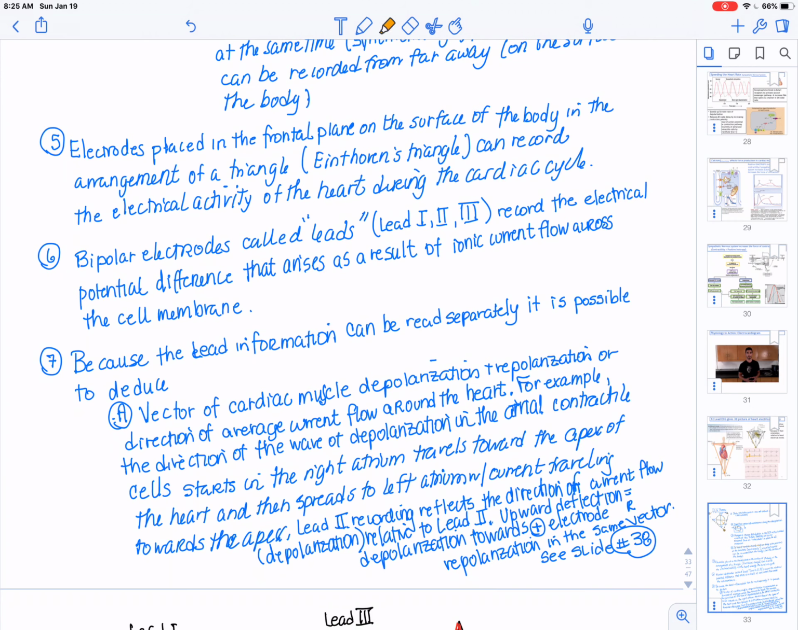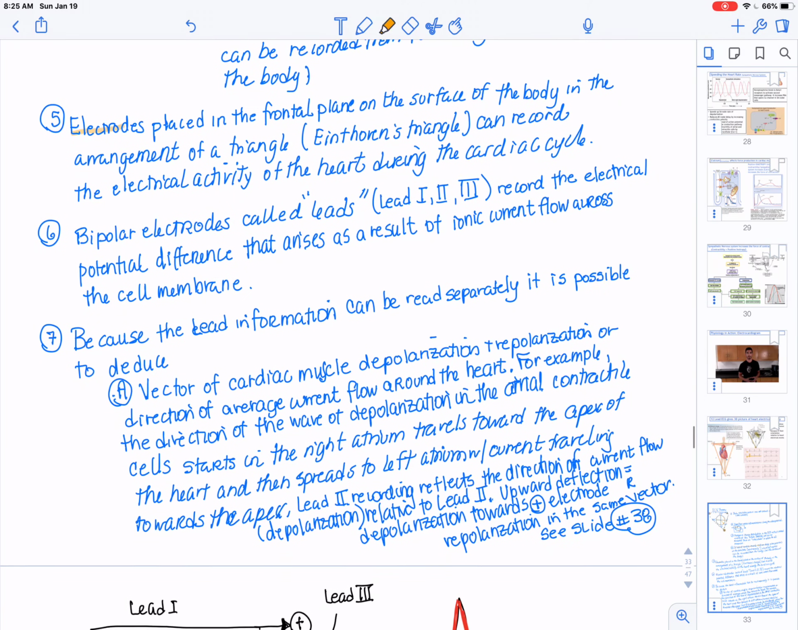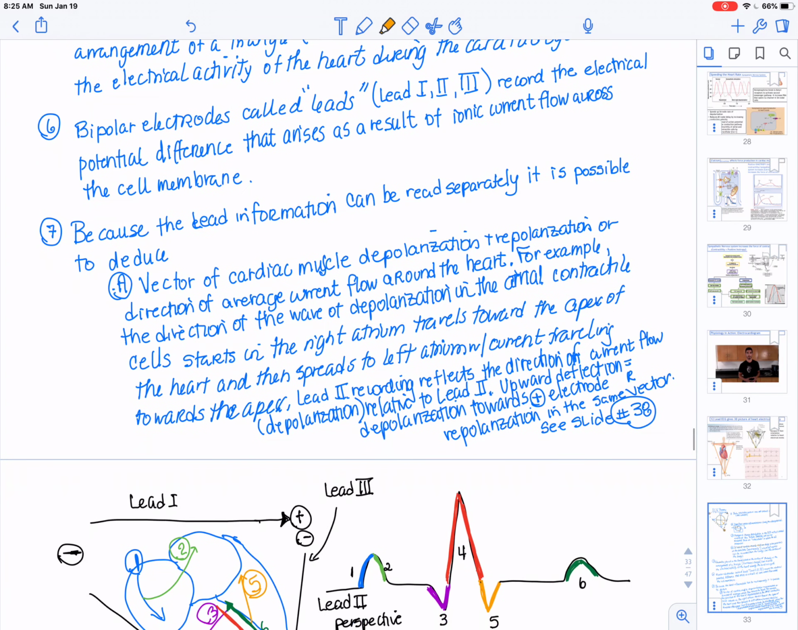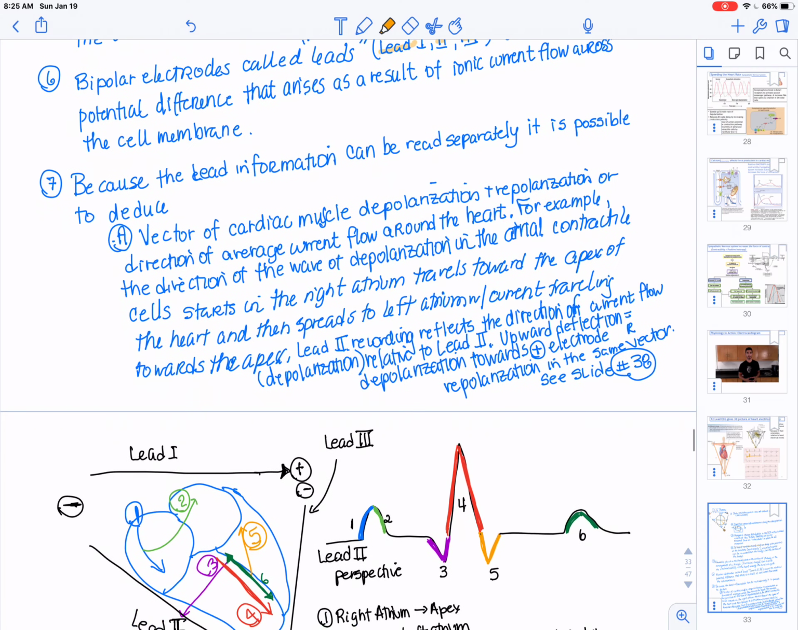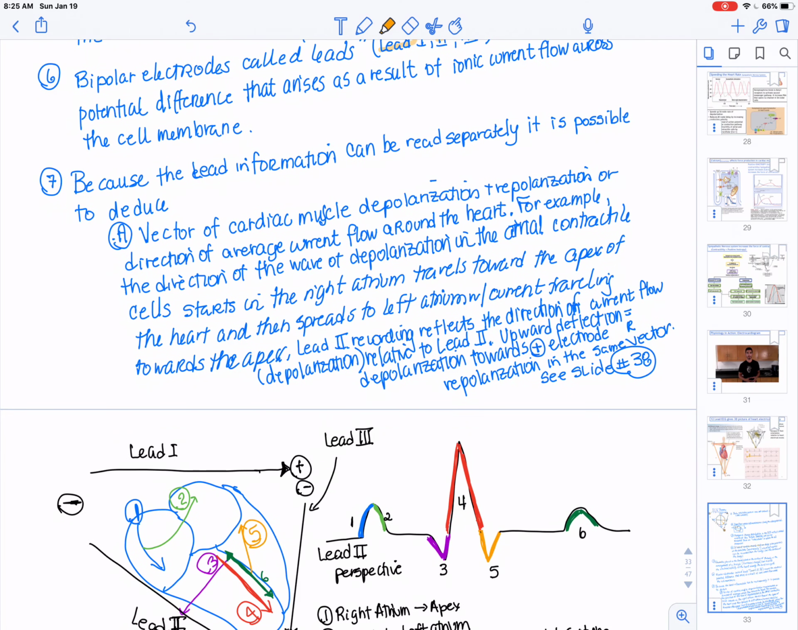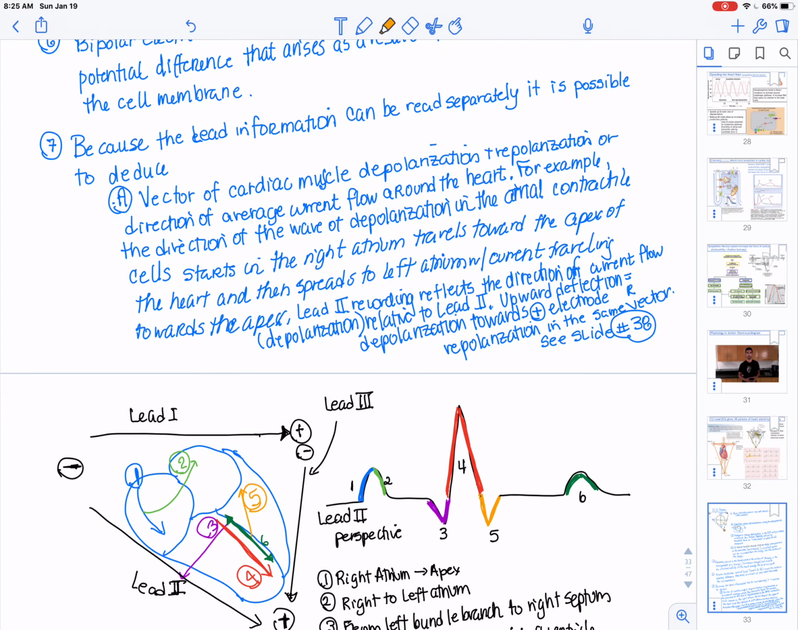So again, electrodes placed in the frontal plane on the surface of the body in the arrangement of a triangle, Einthoven's triangle, can record the activity of the heart during the cardiac cycle. And I've already told you this, 2 bipolar electrodes called leads 1, 2, and 3, record the potential difference that arises as a result of that ionic current flow across the membrane. Because the lead information can be read separately, it's possible to deduce 3 important different things.